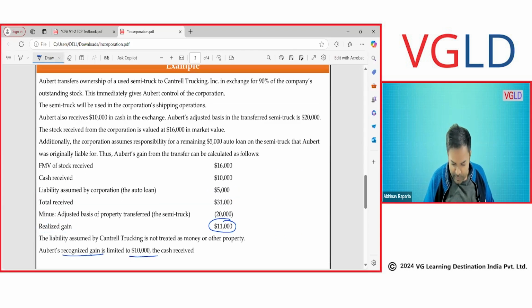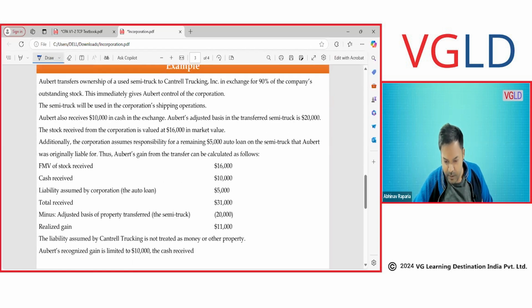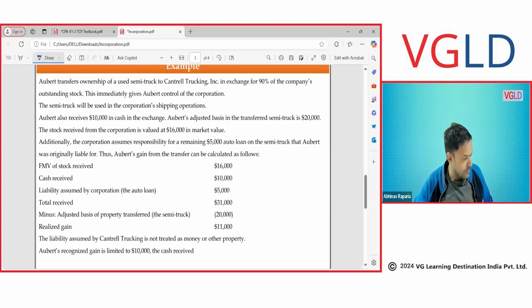Take a screenshot of this example, guys. That's not in your book. So take a screenshot. Whenever you are taking the screenshot, please paste it in the empty PowerPoint because then your alignment will not go haywire because of that.